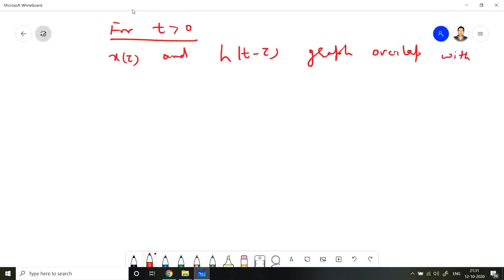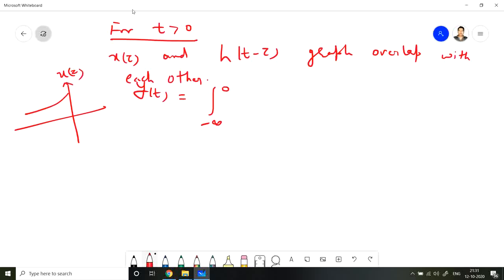We can calculate y(t) as, what is the overlapping region? If we analyze the overlapping region, it is overlapping from minus infinity to 0 only. This is our x(tau) graph, and this is the h(t minus tau) graph. These two graphs are overlapping from minus infinity to 0 only, otherwise they are not overlapping.